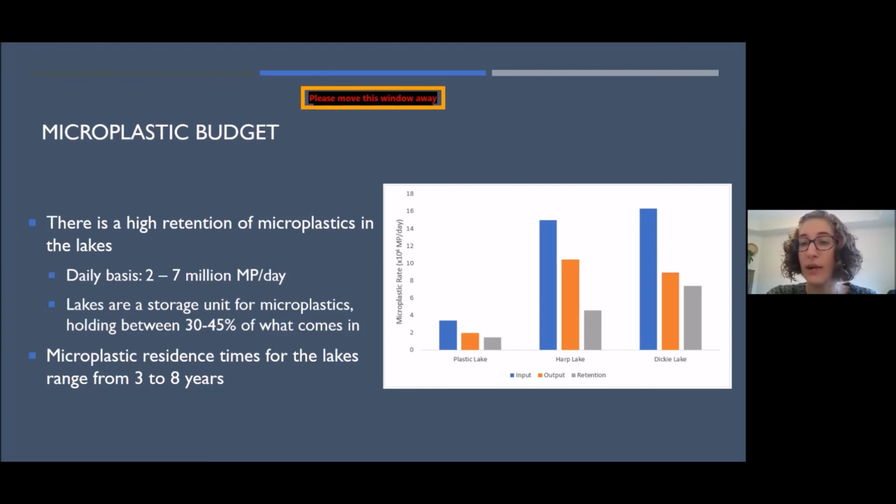The microplastic residence time, or the average time that microplastics spend in a lake, range from 3 to 8 years, meaning that it takes between 3 and 8 years for the microplastics that are found in the lake to leave the lake.